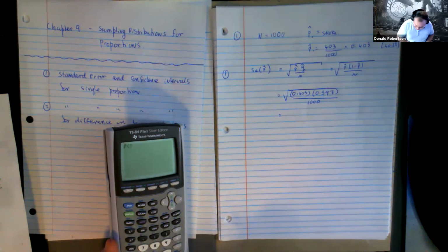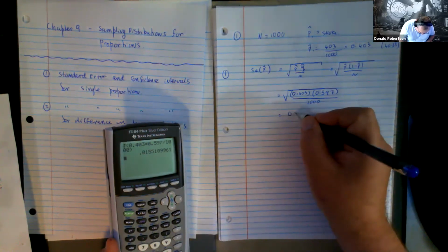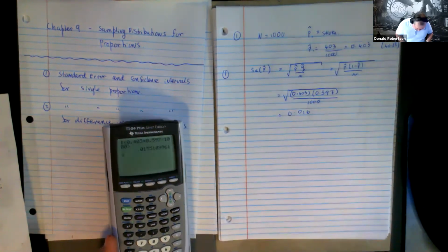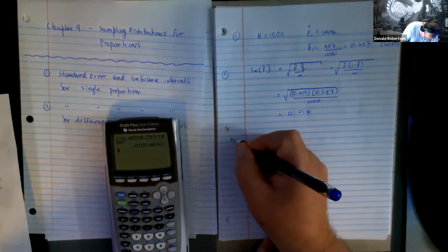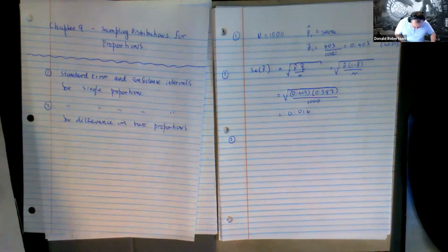So it's the square root of 0.403 multiplied by 0.597, all divided by 1,000. And the answer I have is 0.016. I'm going to do everything to 3 decimal places right now. Now, step 2 is the creation of the confidence interval.